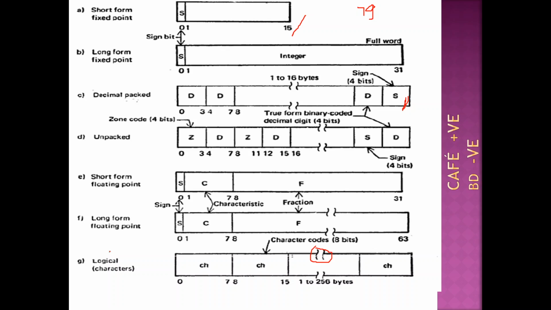Then short form floating point is going to have two parts. One is the character part, the other one is the fraction part, right? The only thing you have to remember is that it is 32 bits. Long form floating point is 64 bits. In both, the first is a sign bit, the next 8 will be character, and the rest will be the fraction part, right? The last one is character. Each and every alphabet is going to be represented using 8 bits, right? How many alphabets can you have maximum? You can have 256 alphabets.